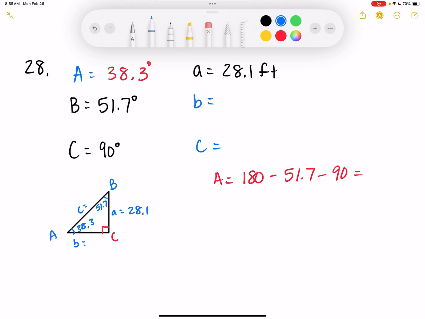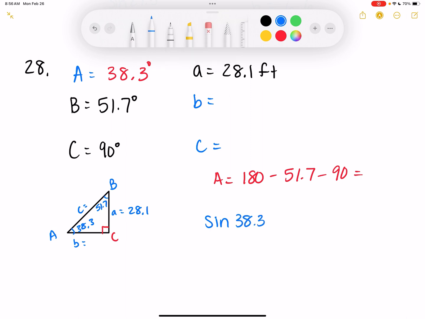Any trig function will work. Just take your pick. Sine. Okay, sine of what angle? A or B? A. Good answer. B would not have worked. Okay, so sine of A. So that's going to be the sine of 38.3.